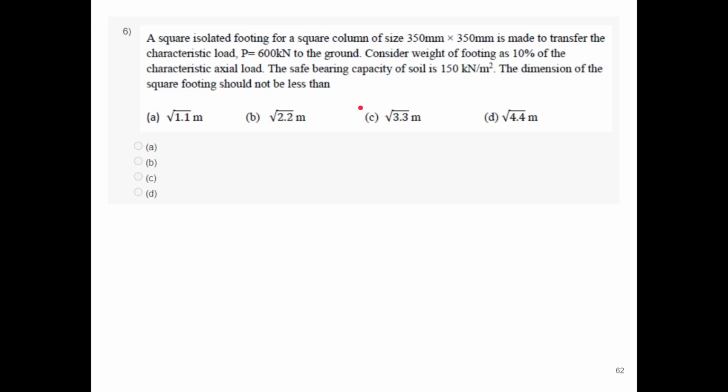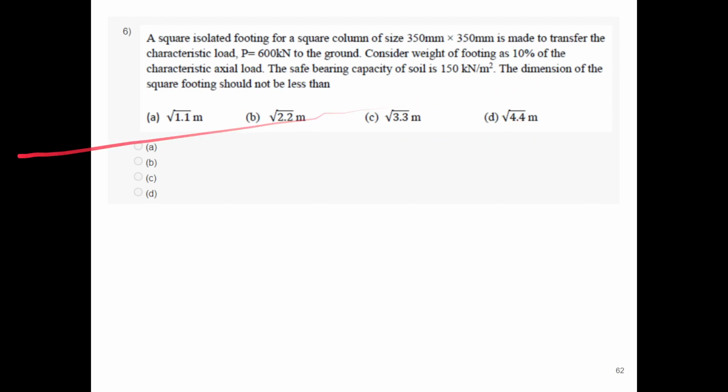Okay. Sixth question, a square isolated footing for a square column of size 350 millimeter by 350 millimeter is made to transfer the characteristic load P equal to 600 kilonewton to the ground. Consider weight of footing as 10% of the characteristic axial load. The safe bearing capacity of soil is 150 kilonewton per meter square. The dimension of the square footing should not be less than A, square root 1.1 meter, B, square root 2.2 meter, C, square root 3.3 meter, or D, square root 4.4 meter.